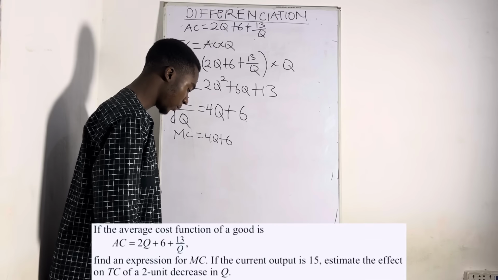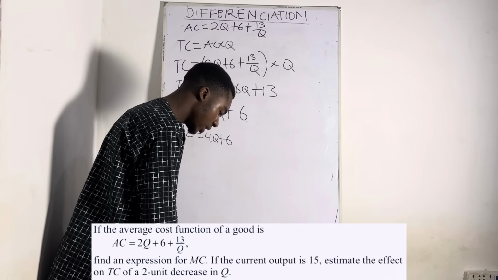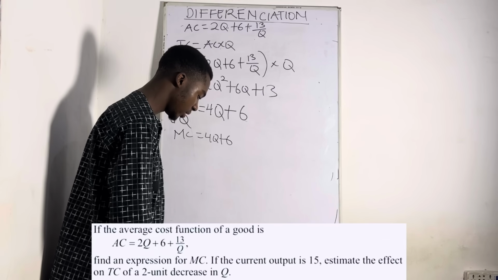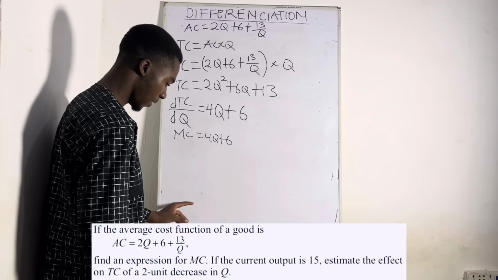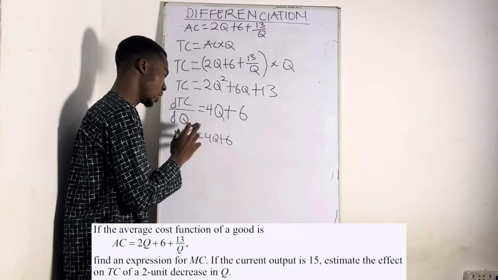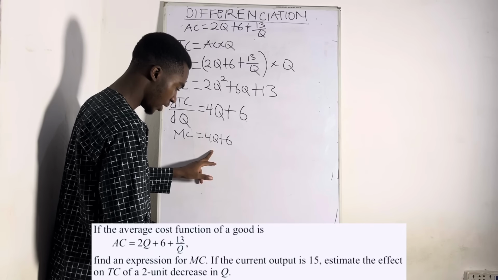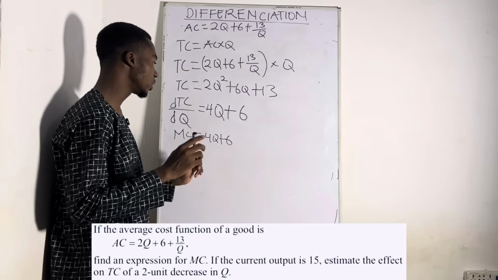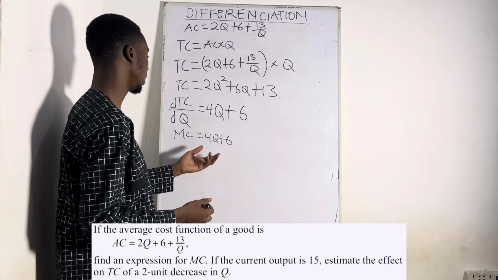So the question said that we should find an expression for marginal cost, which is what you just did. Then if the current output is 15, estimate the effect on total cost, or TC, of a 2-unit decrease in K. The current output is the K, which is the quantity. So they are saying that if K is 15, estimate the effect on TC. So now we are going to put 15 into the marginal cost function. This K is the same as the quantity, or the output, it is the same thing. So they can also say the quantity is 15.